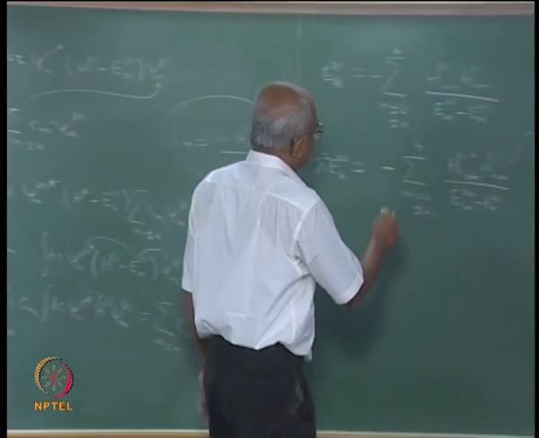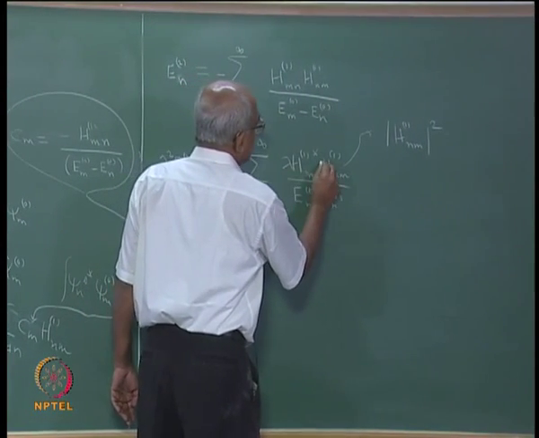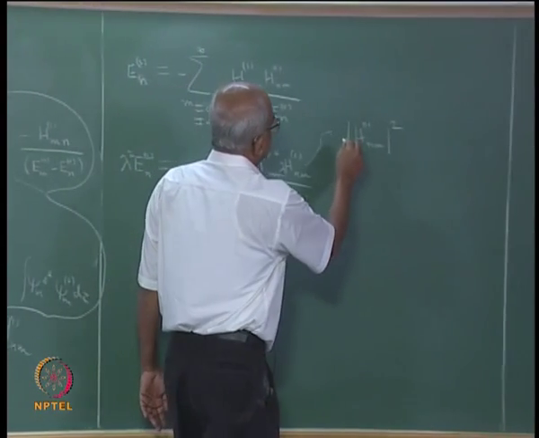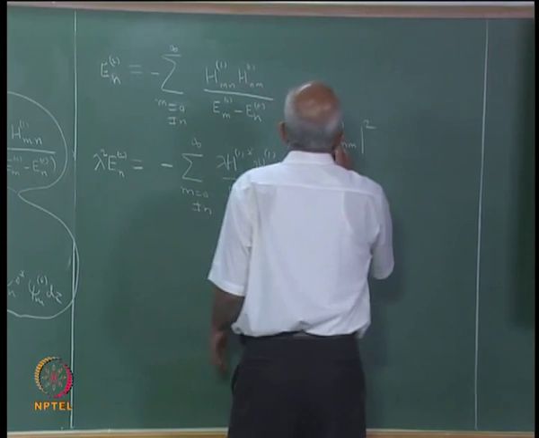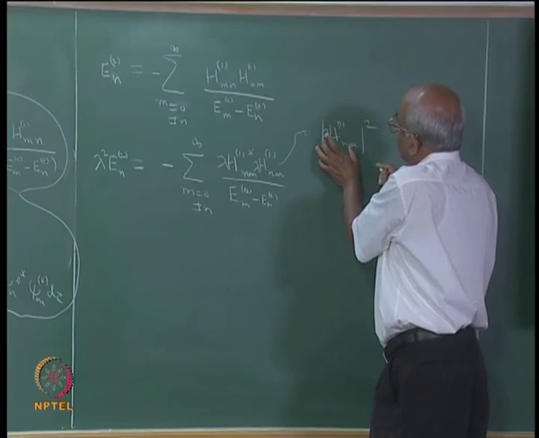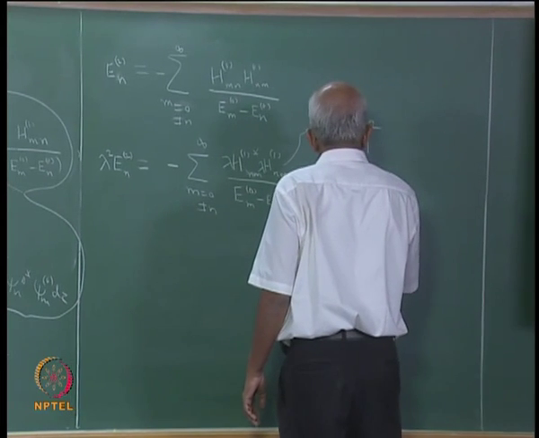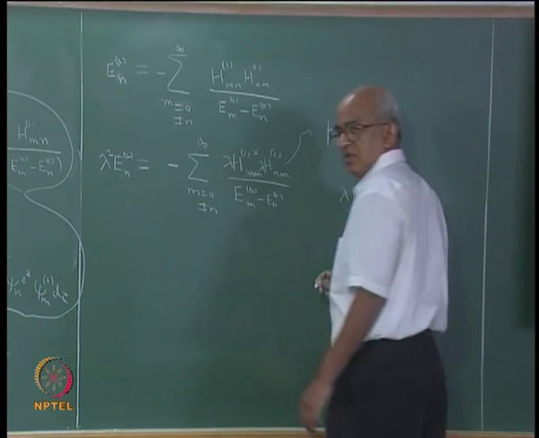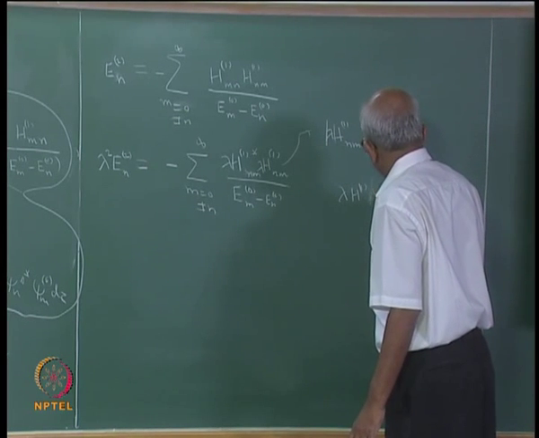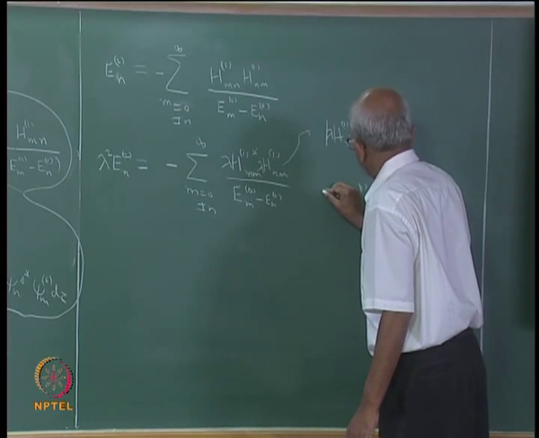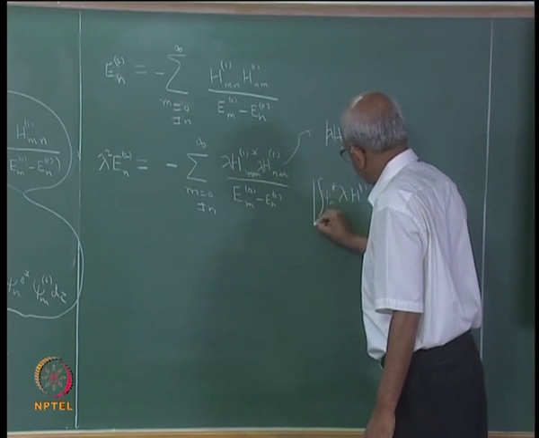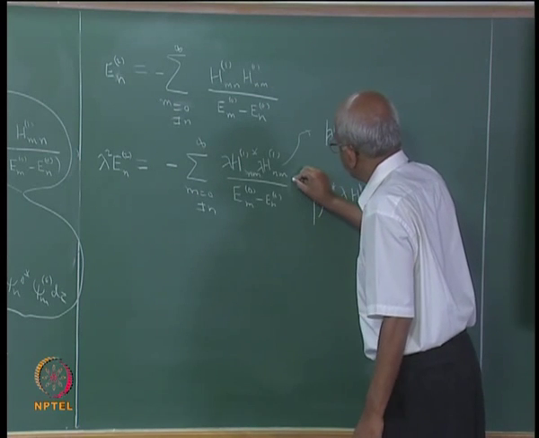So therefore I will get a lambda here and a lambda there, right? Or here you can say I will have a lambda squared, and this is actually lambda h1, the perturbation. Remember, lambda h1 is the perturbation, so you have to take the matrix element of this between psi m and psi n. Calculate that, take its magnitude and square it. That is the term that is going to occur here.